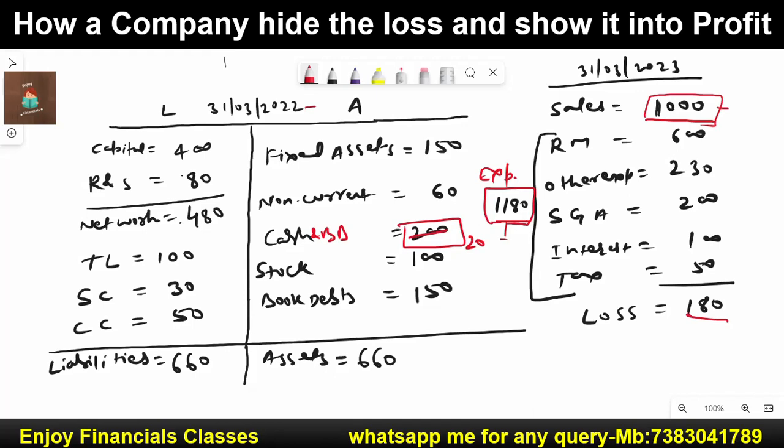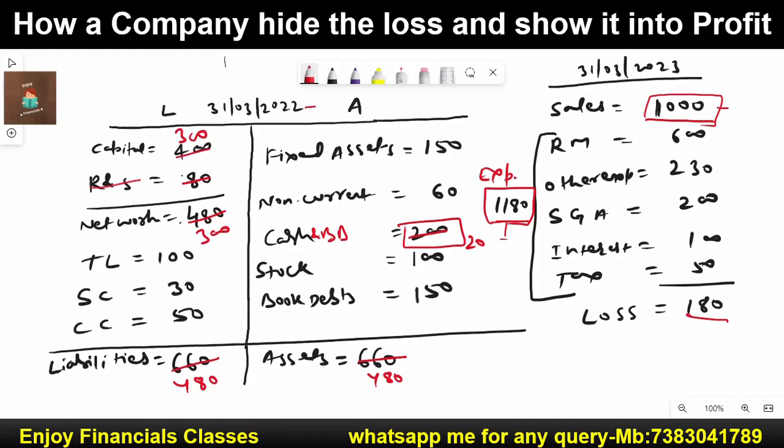And on the liability side, what will it do? Since the company has incurred a 180 lakh rupees loss, it will reduce 80 rupees from reserve and surplus and 100 rupees from the capital. So the company will now have a net worth of only 300 rupees. Accordingly, the balance sheet size will also be reduced from 660 to 480. So this is the ideal balance sheet, you can say. Ideal balance sheet means this is how the company has shown you the actual loss.